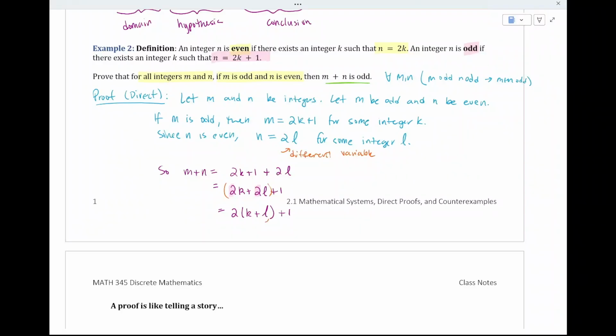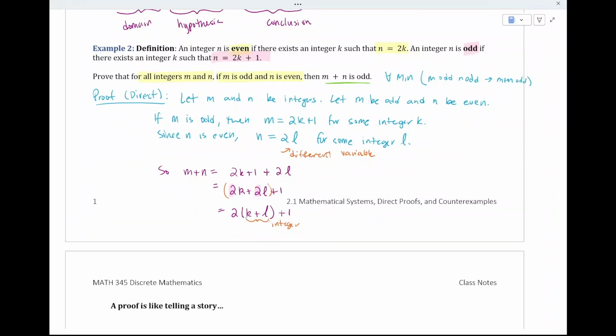And this k plus l right here is an integer. k is an integer and l is an integer, so their sum is an integer. I'm not making any statements about whether that is odd or even. I'm just saying that it's definitely an integer.